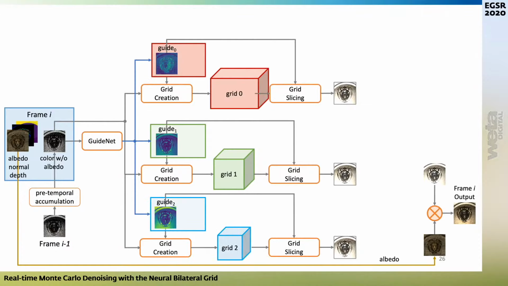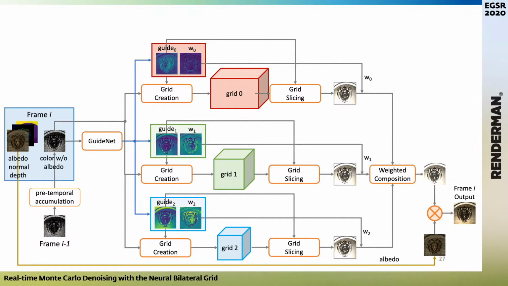To achieve a better denoising effect, we propose the multi-scale grid approach using 3 grids at different resolutions. For each scale, we generate a separate guide image from the guide net and use it to instruct the construction of the bilateral grid individually. And we also predict 3 pixel-wise weight maps. We compute the weighted composition of the outputs sliced from the grids to form the final radiance. The key idea behind our approach is that for a suitable guide, we can use very simple and fast convolution operation to finish the denoising.